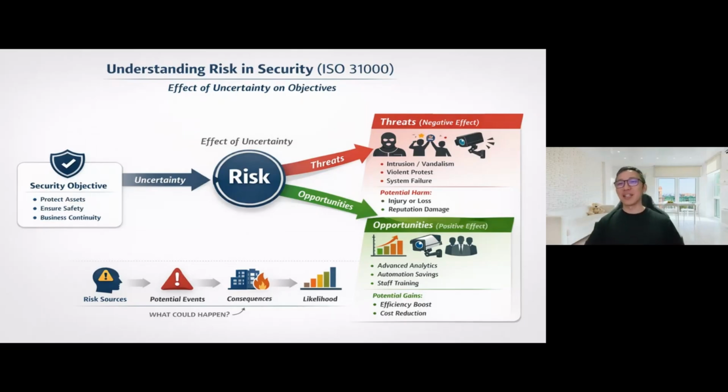Okay. So for threats, usually we are looking at external threats, from terrorist threats to criminal threats. Examples are intrusion, vandalism, protests, all this potential harm, injury, loss, damages, property loss. Okay, so these are some examples of how it can apply to security.